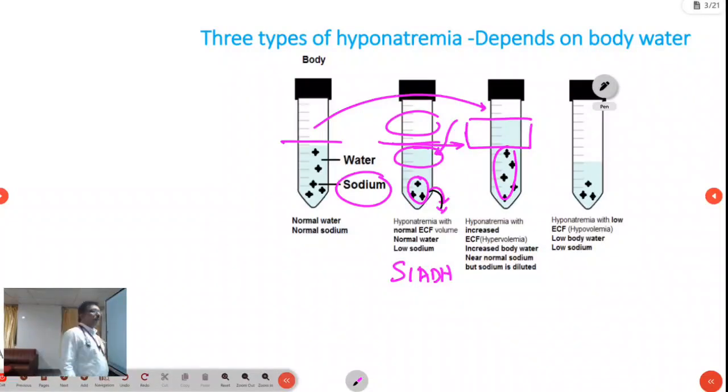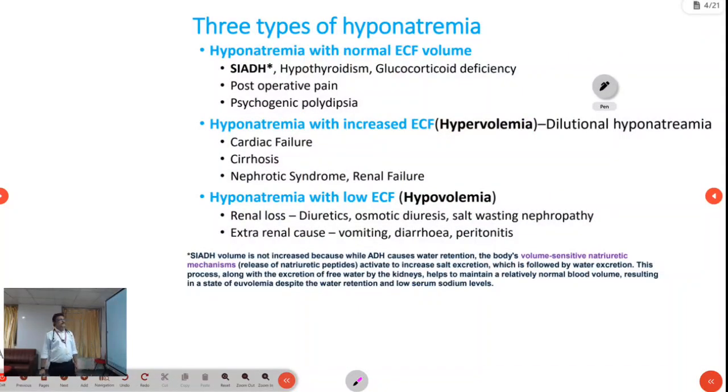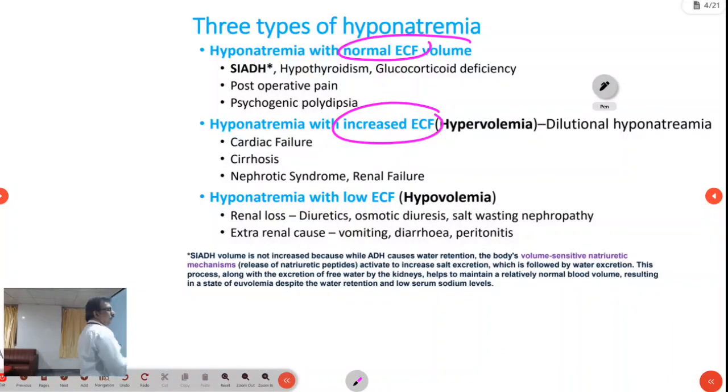There is a condition called hypovolemic hyponatremia. The volume is low here, and sodium is also low, like when the patient is having severe vomiting or diarrhea. So we have discussed three important types depending on the volume: normal ECF volume, increased ECF volume, and low ECF volume. One important condition you should remember here is SIADH. We will discuss SIADH in detail afterwards.